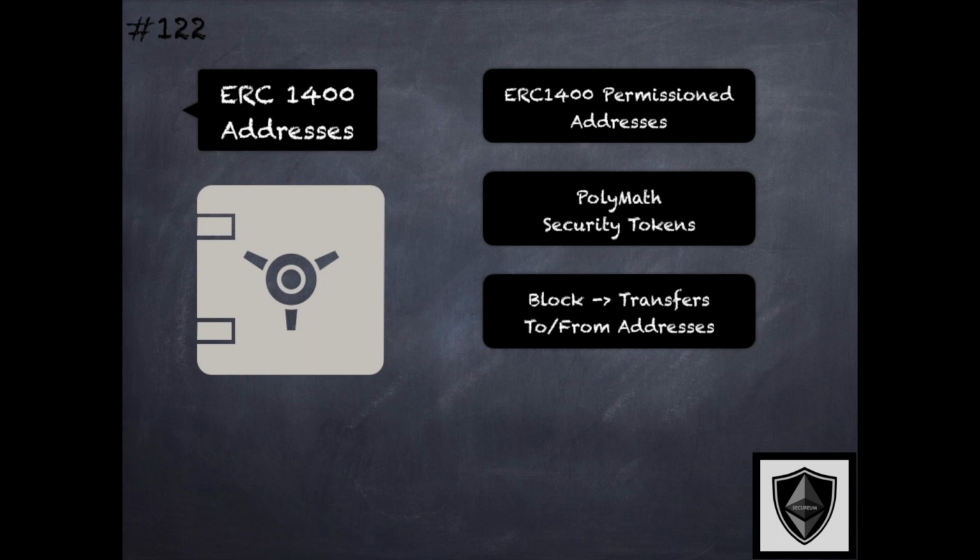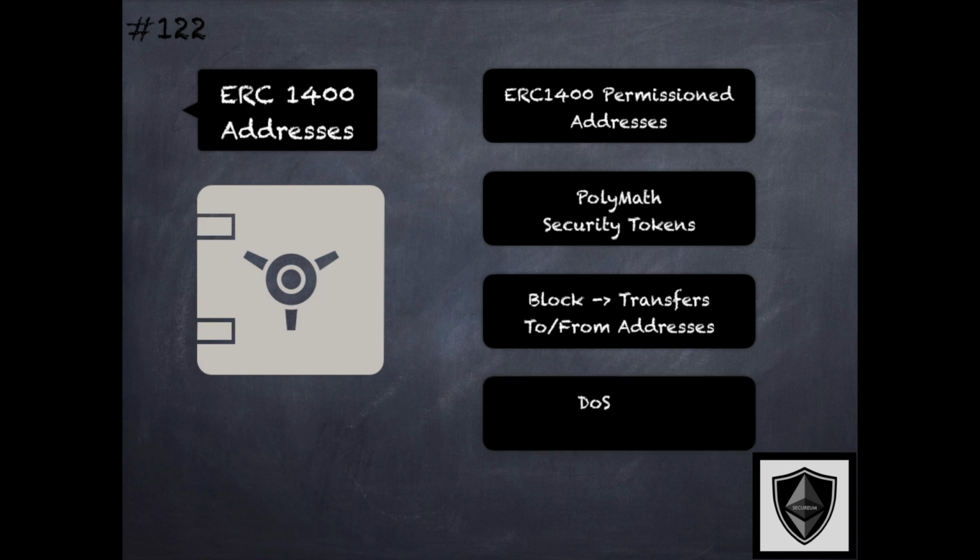Such permissioned addresses could block transfers from certain addresses or to certain addresses. And this, as you can imagine, is interesting from a security perspective, because if those addresses are malicious or if they can be compromised, then it leads to a denial of service risk where transfers to and from such addresses can be blocked. So this is a risk that we need to keep in mind if our smart contract application ever has to deal with ERC 1400 tokens.